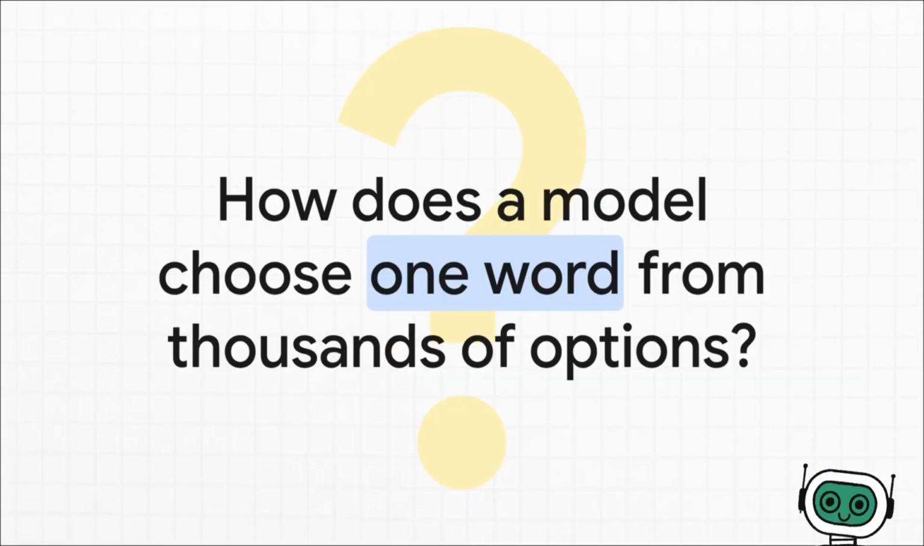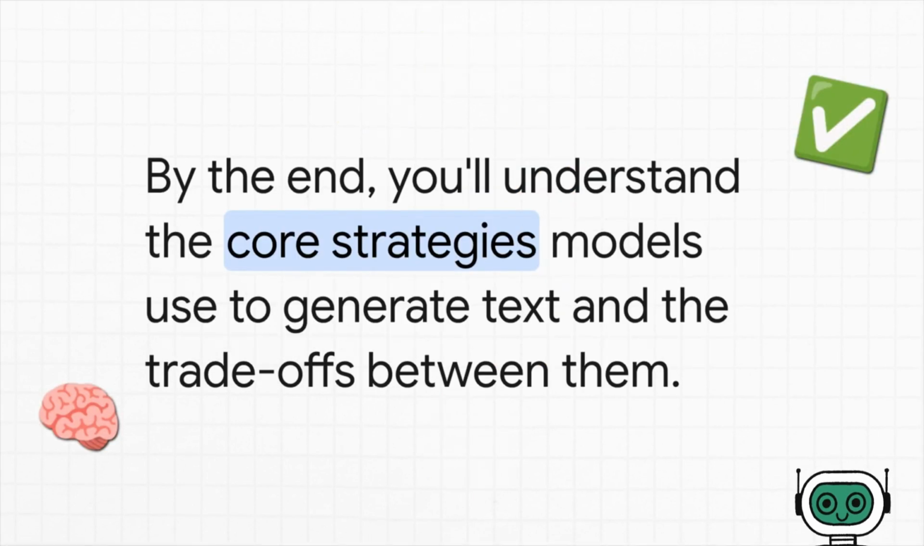You know, it's a common misconception that a model just writes, but that's not quite right. At every single step, for every single word, it's staring at thousands of possible options, each with a different probability. So how on earth does it pick just one? By the end of this, you'll get it.